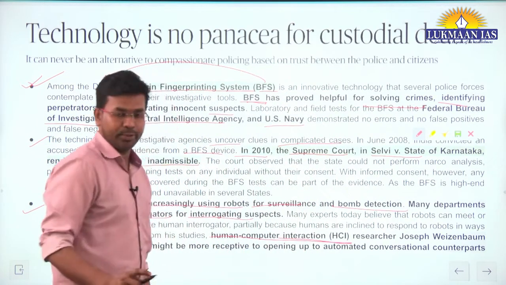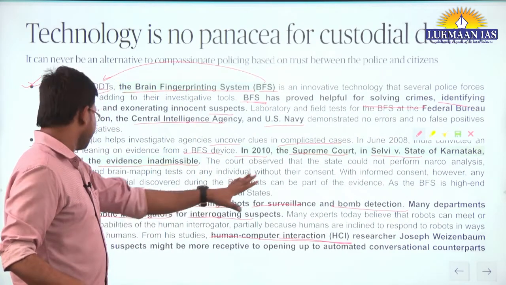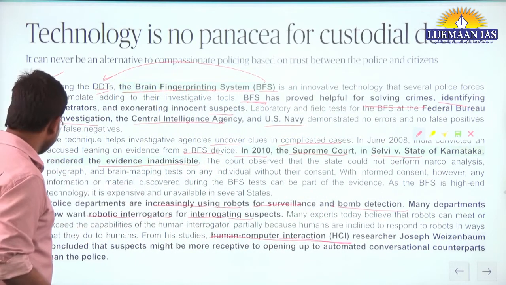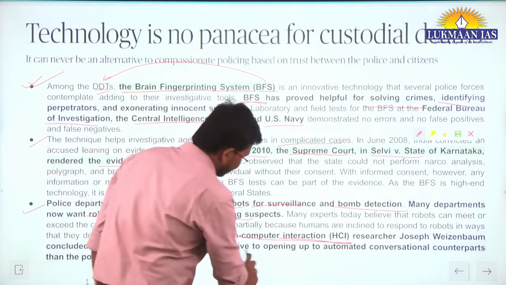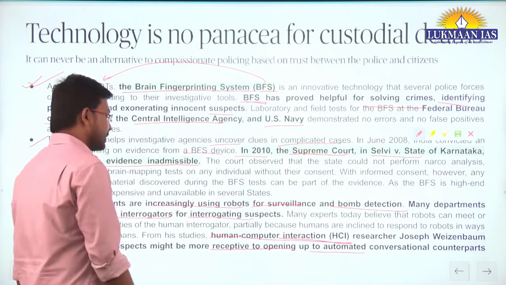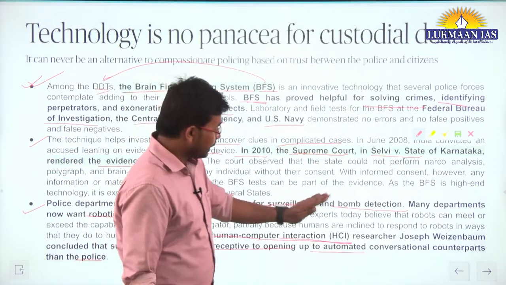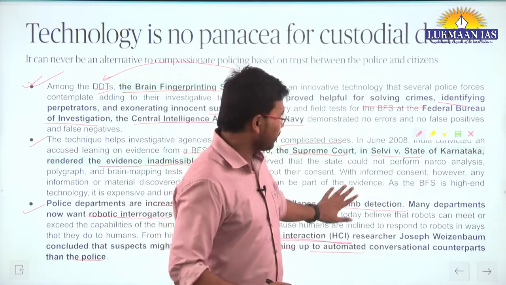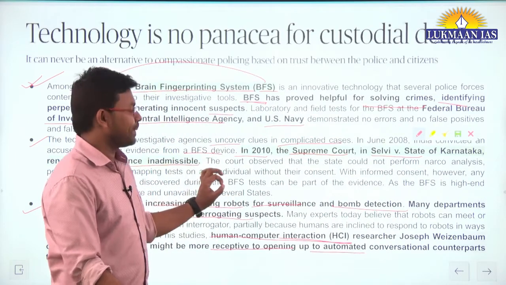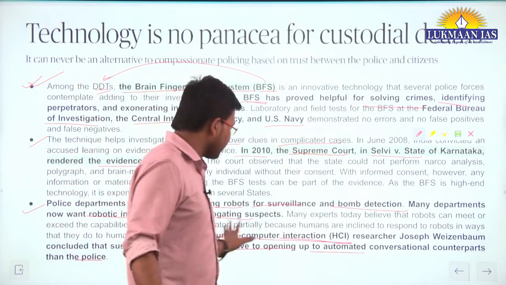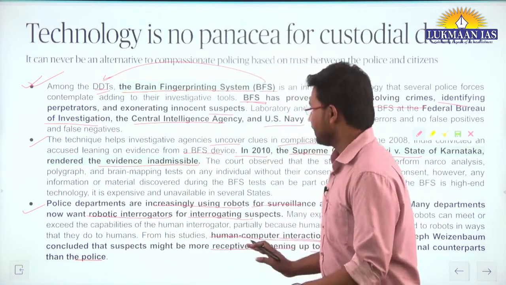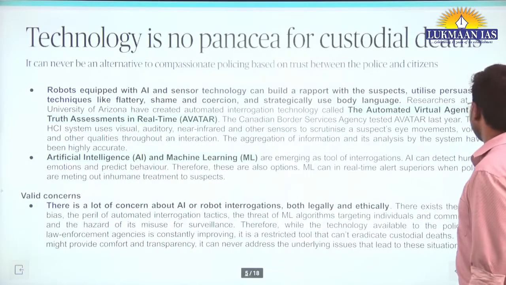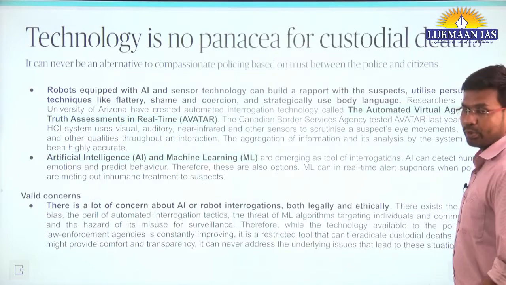Here what happens, human computer interaction will happen, and this particular researcher, Mr. Joseph Weiser-Benham, concluded that suspects might be more receptive to opening up to automated conversational counterparts than the police. Now this particular researcher has shown a positive approach towards it. He is optimistic that suspects or criminals may open up more in front of automated conversational systems than to the policemen.